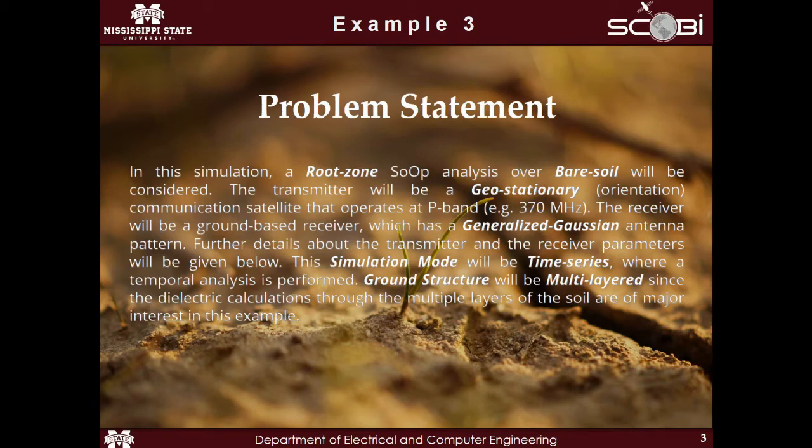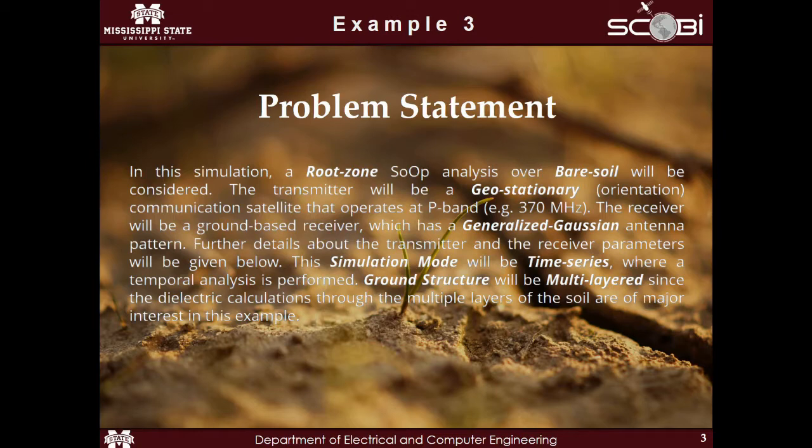We have a root zone soil moisture profile, which means that instead of representing the soil moisture as just one value, you're going to have several values within that profile to represent the changes of soil moisture throughout that profile. This is going to be a bare soil analysis, which means that we're not going to be worried about vegetation. You can worry about vegetation if you are traveling through some kind of vegetation canopy and want to include that. But for this one, we're just going to assume that nothing's growing over the top of the soil.